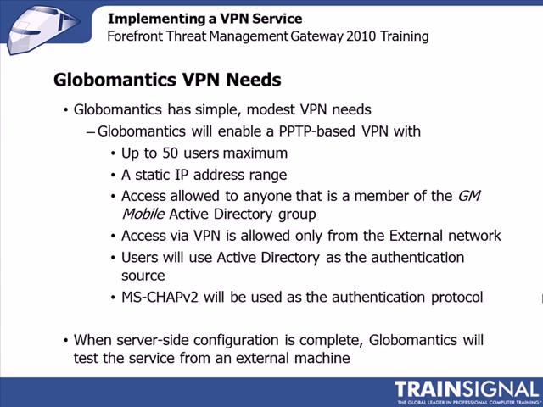So what does Global Mantix need? First of all, Global Mantix has simple, modest VPN needs. So they're going to enable a PPTP-based VPN that enables support for up to 50 remote users. They'll use a static IP range. They'll allow access to anyone that is a member of the GM Mobile Active Directory group. So we'll have to create that Active Directory group in Active Directory. And access via VPN is allowed only from the external network.